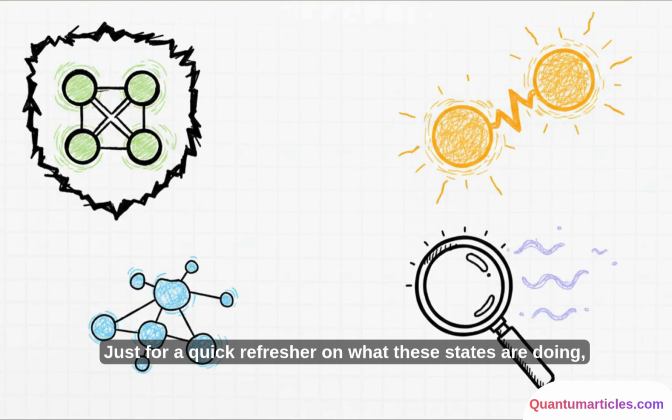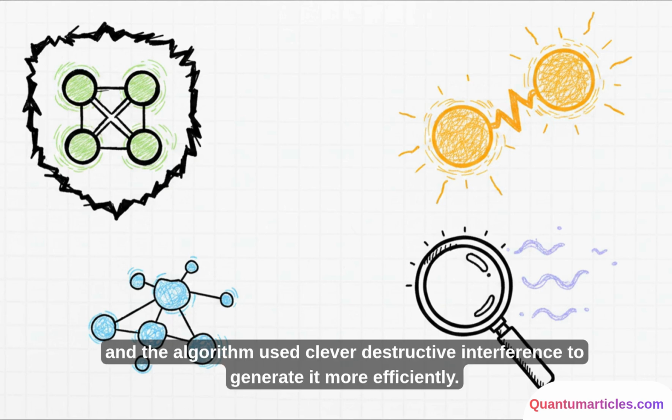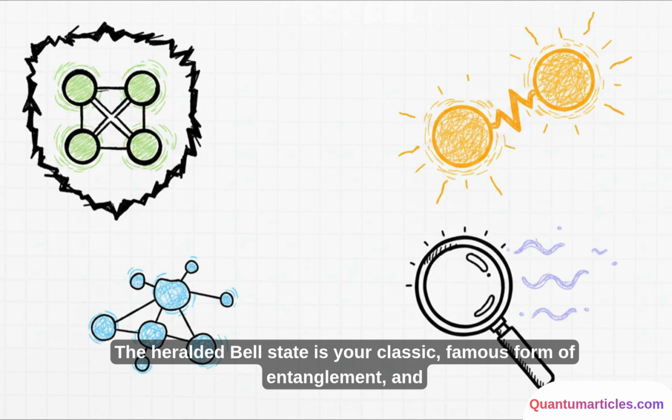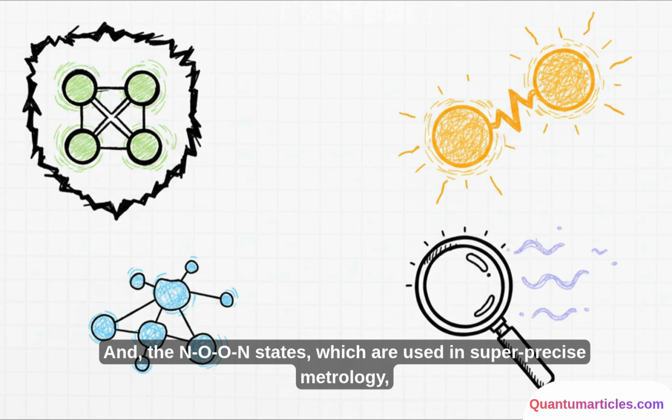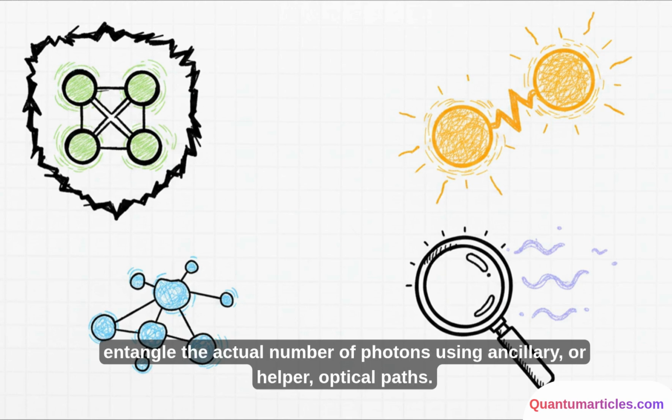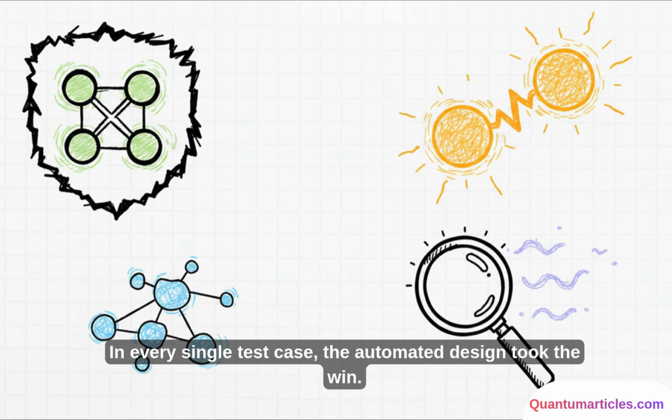Just for a quick refresher on what these states are doing, the 4-qubit W state is super robust against photon loss, and the algorithm used clever destructive interference to generate it more efficiently. The heralded Bell state is your classic, famous form of entanglement, and here the algorithm optimized an 8-mode setup to replace older linear optics. And the NOON states, which are used in super precise metrology, entangle the actual number of photons using ancillary or helper optical paths. In every single test case, the automated design took the win.